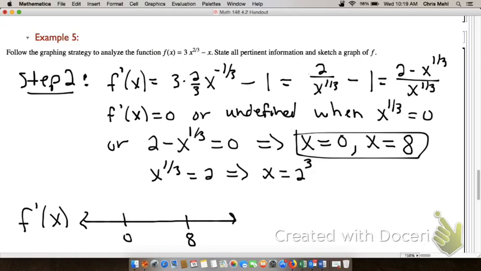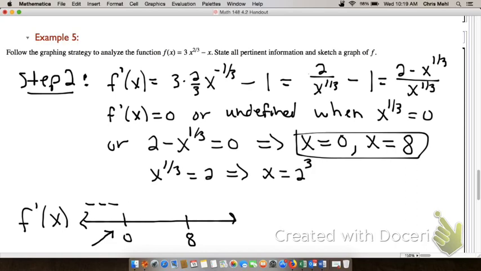And then we will test the sign of the derivative. Now you can pick some test values for yourself, but when we plug in minus 1, you're going to get a positive in the numerator and a negative in the denominator. So the sign of the derivative to the left of 0 will be negative. Right? That means the original function is going up, it's increasing.